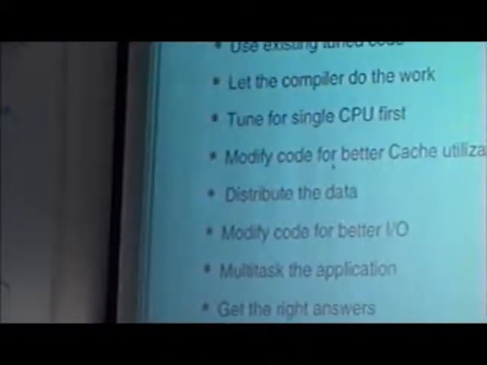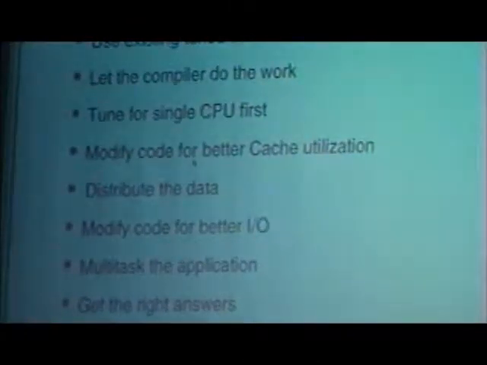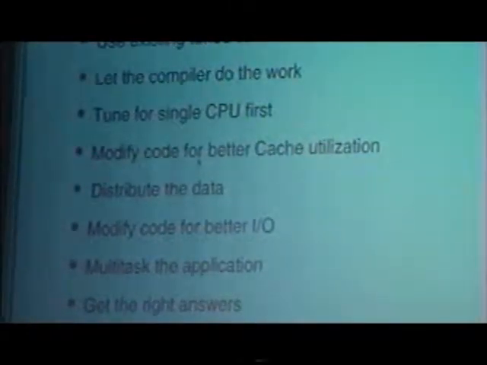So tune for single CPU first, and the biggest thing is modify the code for better cache utilization, and that's exactly what we were just talking about, the stride issues and stuff. If I go back to this manual, I'm just going to click into it, the table of contents. It also talks about TLB misses. What did I click on? Wrong one. So this optimization guide has a chapter here on optimizing cache utilization.